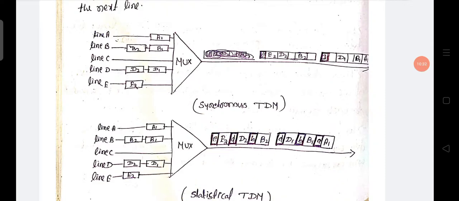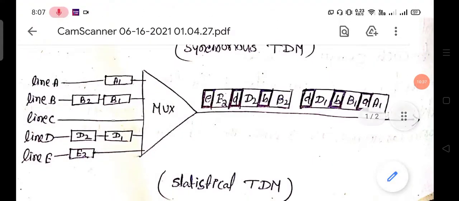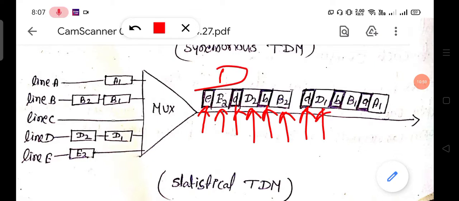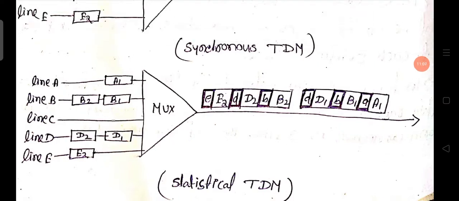You see, one minute, let me zoom. This is E. This is address, and this is data. Then this is also address, this is data, then this is also address, this is data. And this is also address, this is data. There is no vacant frame or time slot. So here there is no unnecessary use of bandwidth.